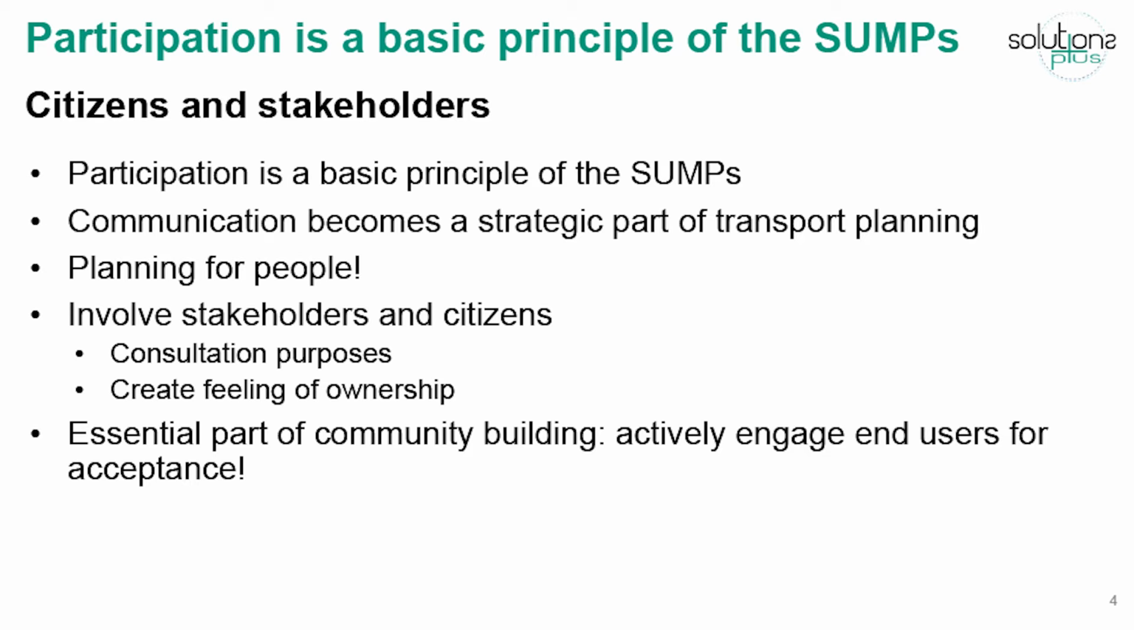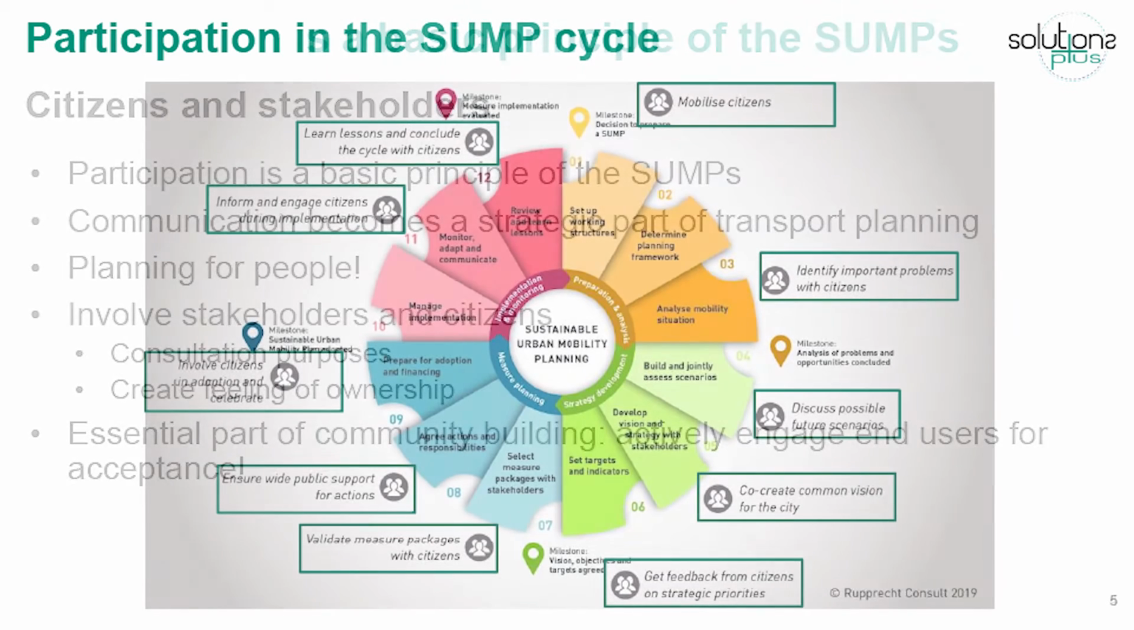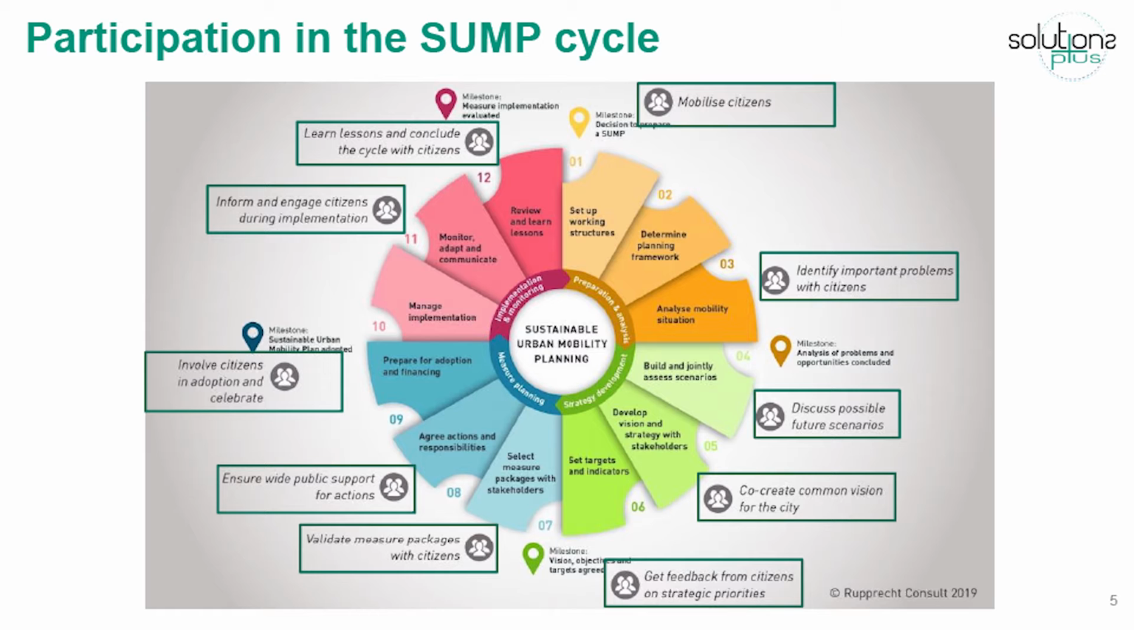Only a sustainable urban mobility plan that was developed in cooperation with important stakeholders and the public will be accepted and effective in practical and financial terms. Citizens' involvement should take place throughout the SUMP cycle. It pays off to involve citizens from the start. Already when the decision to prepare a SUMP is taken, they can be informed and a group of interested citizens mobilized. But the four most important planning steps for citizen involvement are the discussion of scenario, development of visions, selection and validation of measure packages, and implementation.